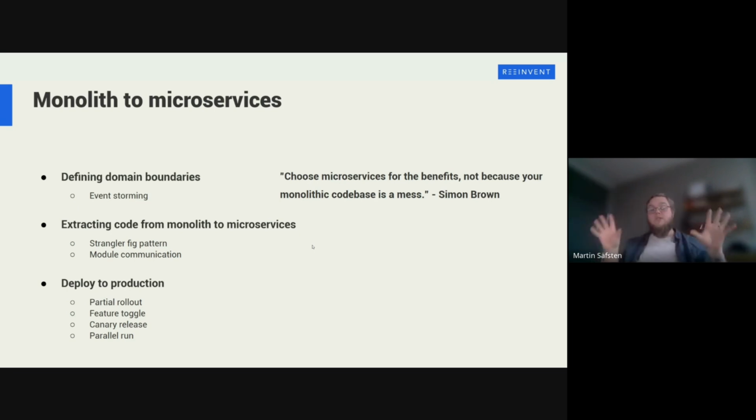So you take all of the post-its and try to define them into bigger categories. When you're done with all of that, you should have roughly a design of what the domain boundaries in the system are.